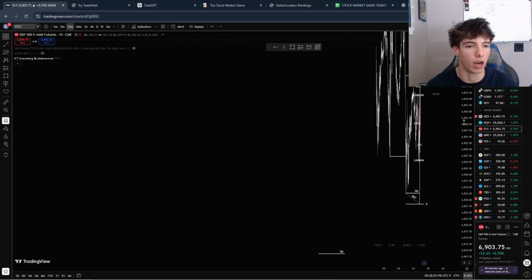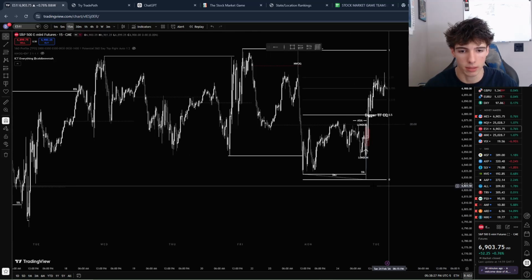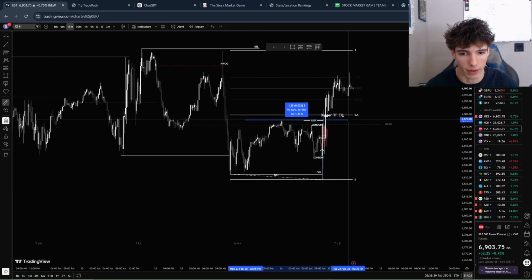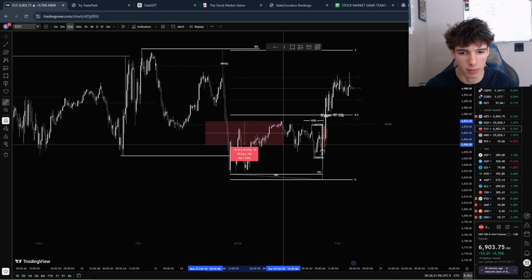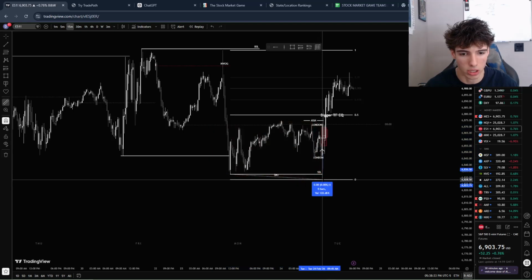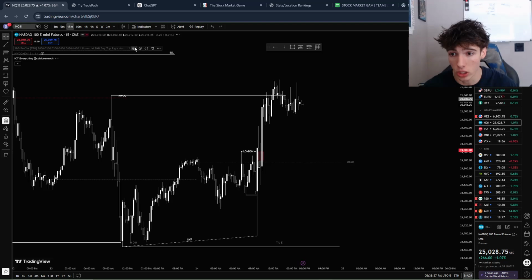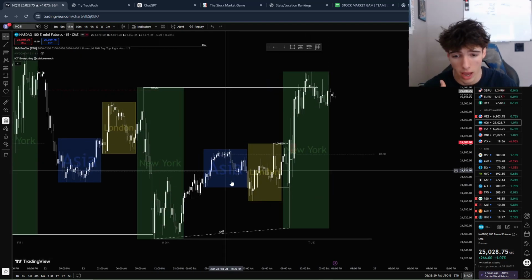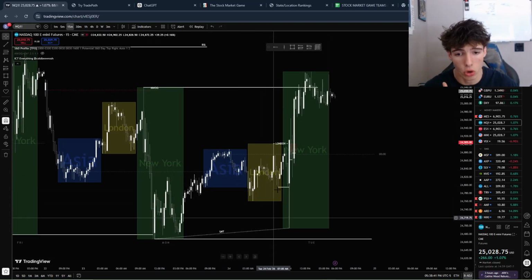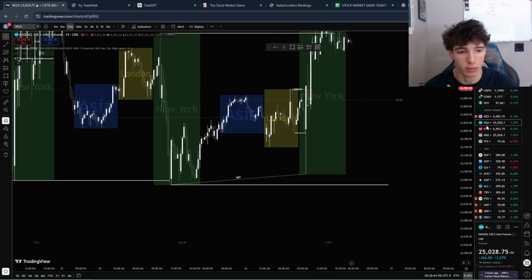What does this now become, right? This becomes a pretty simple buy model, at least up to this high, right? This is a whole entire AMD model right here: accumulation, manipulation, distribution. And it's confluenced heavily by the fact that we have a seek and destroy model here on NQ, right? So Asia, London takes both sides. Now New York takes both sides, right? Really clean with that SMT.